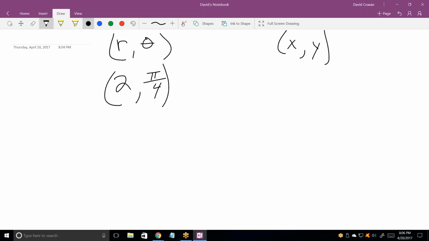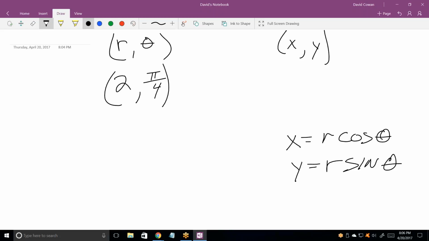The three key conversions are x equals r cosine of theta and y equals r sine of theta. In fact, we can use nothing but this on this problem. All right, so what's x going to be equal to?